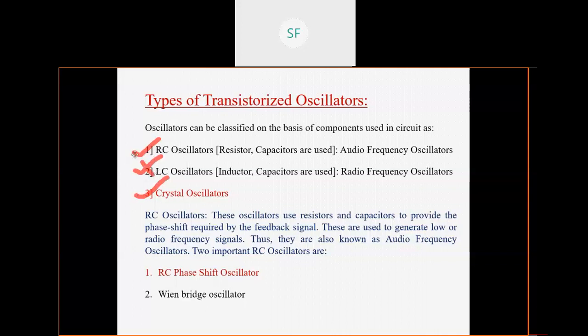Whereas RC oscillator is again further classified into two circuits mainly. First one is RC phase shift oscillator and second one is Wien bridge oscillator. So Wien bridge oscillator is also not in your syllabus, but RC phase shift oscillator is in your syllabus. Okay, so we will see the concept of RC phase shift oscillator in the next session.